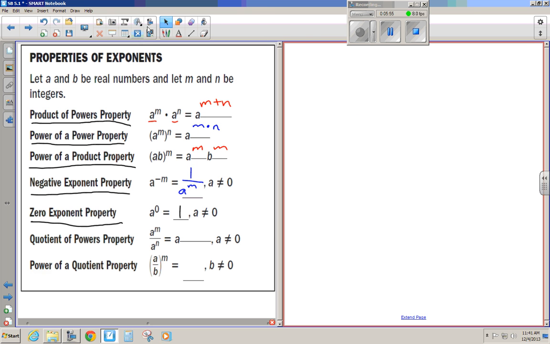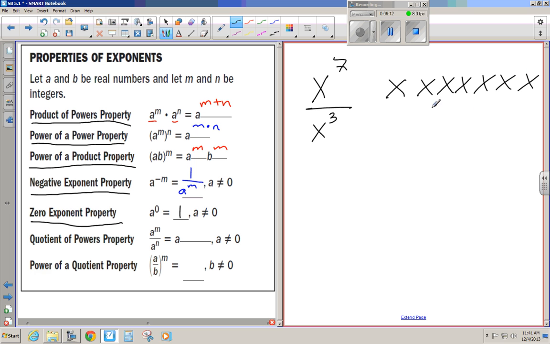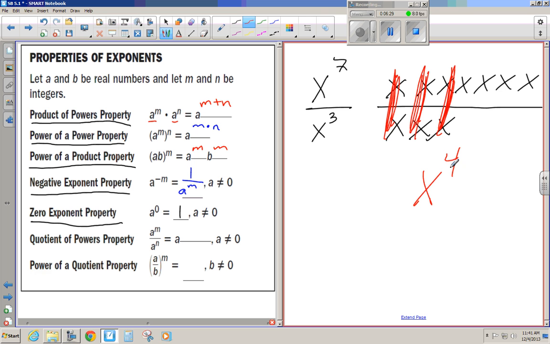Then the quotient property, again, you don't need to know the names, or I don't care if you know the names. The quotient property, now we're dealing with, let's say we've got x to the 7th, and we have x to the 3rd. X to the 7th is x times x times x times x, 7 x's. X to the 3rd is x times x times x. And now, let's do, for lack of a better phrase, canceling. So I'm going to make this equal to 1, this equal to 1, this equal to 1. And all I have left is x to the 4th.